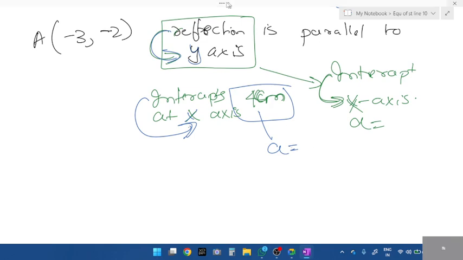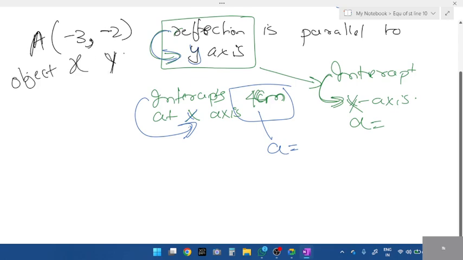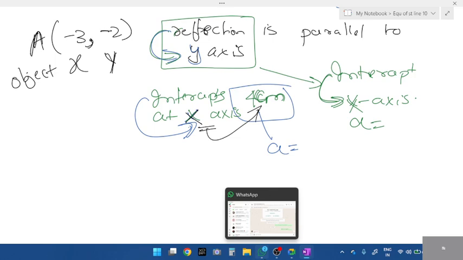Okay, A. So which one has two extra values? Where is the object? Object A. Where is the object, students? Minus 3 comma minus 2. Fine. So this is the x value, y value. Now intercept at x-axis 4 centimeters. So which one has extra value here, x or y? Which one has two values? All of you respond. X has two values. Intercept is given, right? So that x you have to take as A.